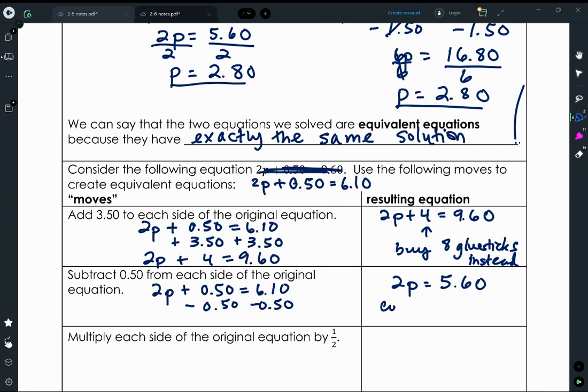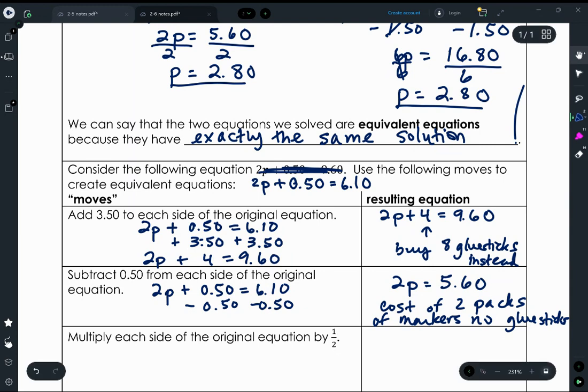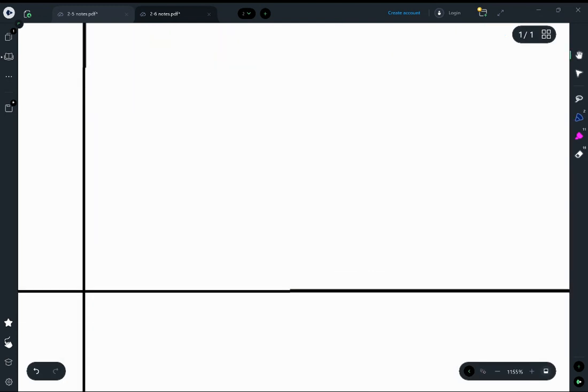So cost of 2 packs of markers, no glue sticks. So we're adding a little bit of extra information in here that they're not asking us to do, just because I know you're going to have to do it on some of the homework. So we're coming up with this resulting equation. It has equality because we're doing the same thing on both sides. Here we added 3.50 on both sides. Here we subtracted 50 cents on both sides. But we're also trying to give it some real world context because you are going to have to do that a little bit in class.